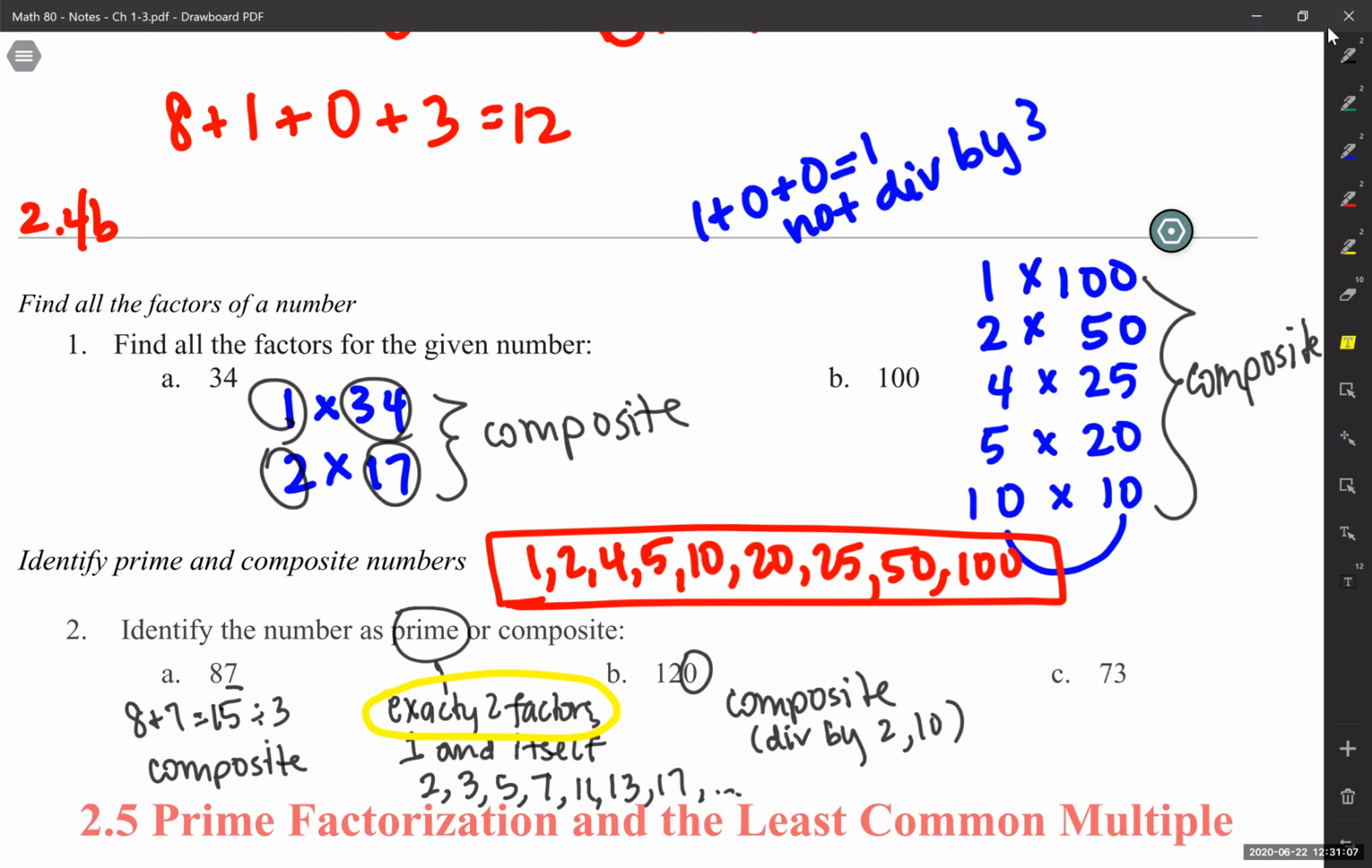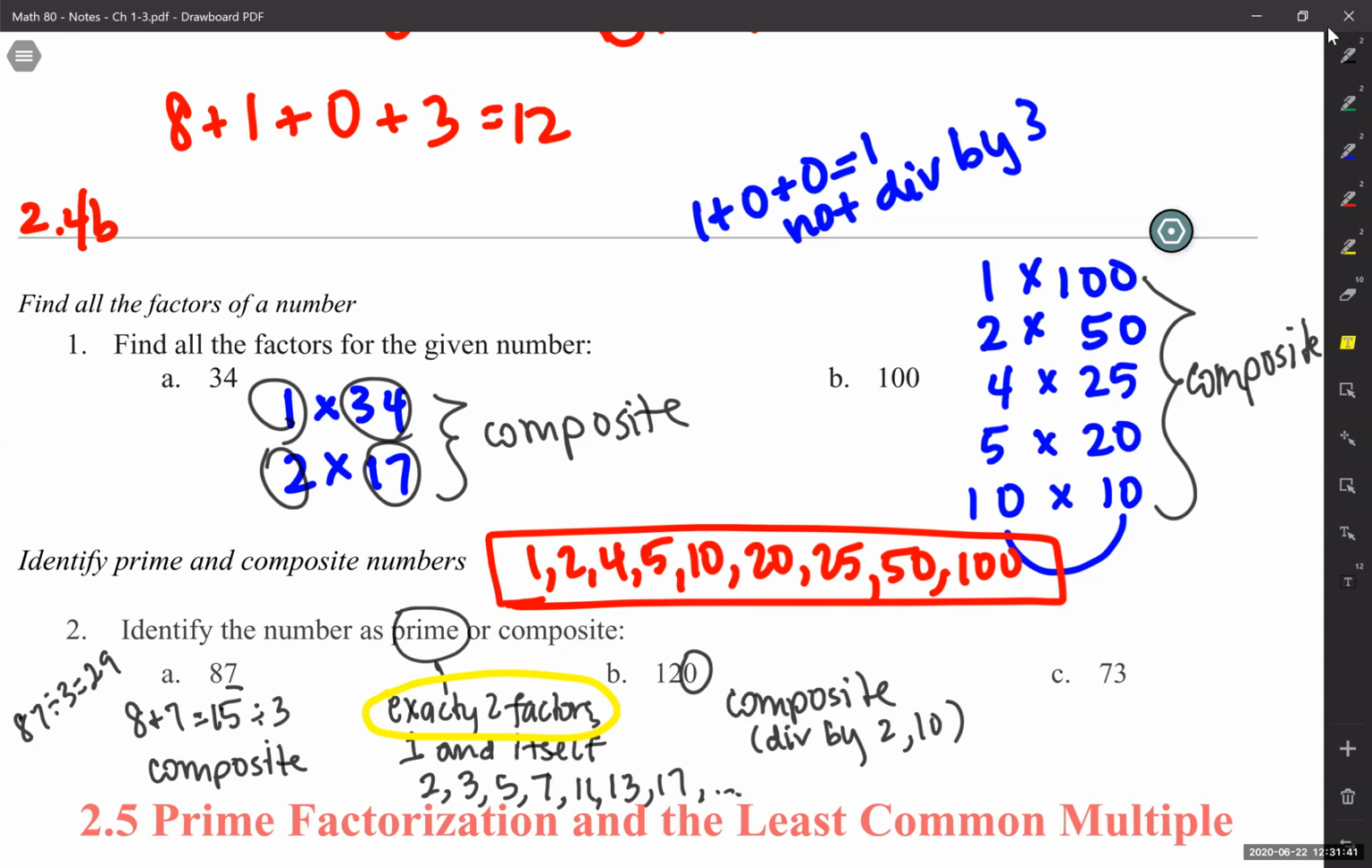I don't know what that number is off the top of my head, but now that I know it's divisible by 3, I could put it in a calculator. 87 divided by 3, and I get 29. And so I know that this number has multiple factors. 1 times 87, 2 times, no, not 2. 1 times 87, 3 times 29, and that might be it. I don't even care if that's it or if there's more. As long as I found a couple, more than 2, then it's composite.